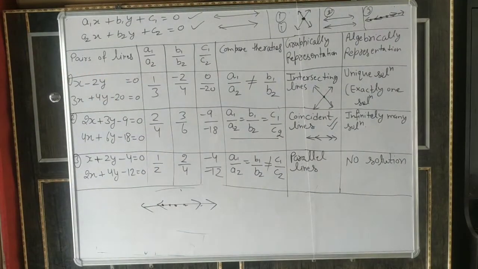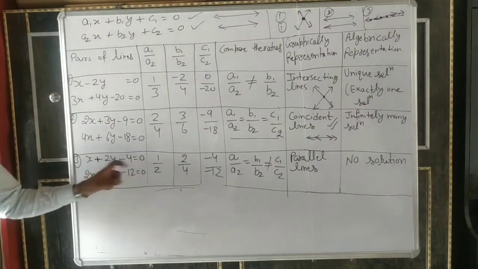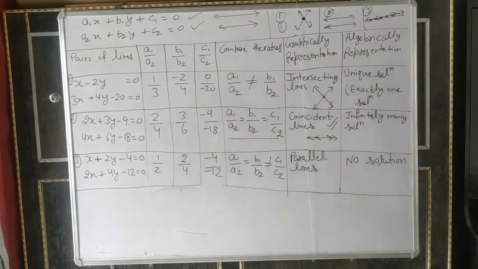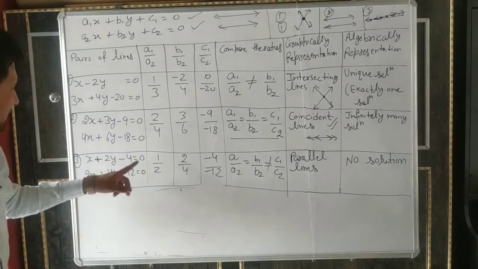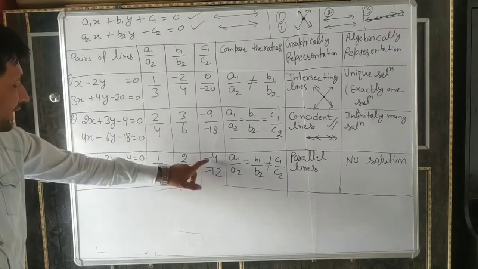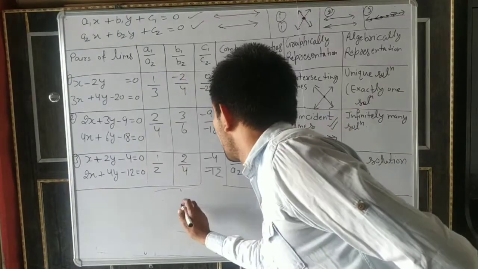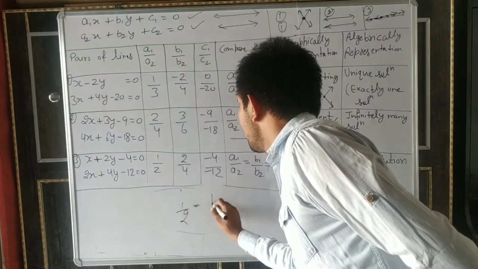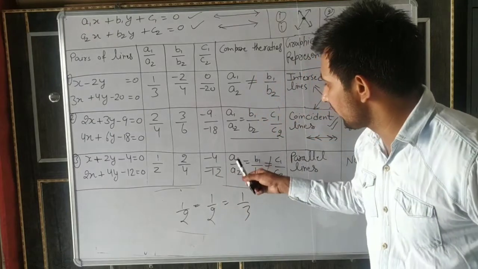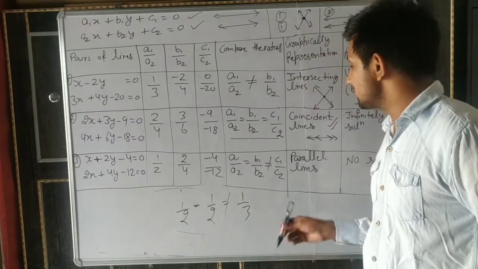Now the third case, one more example. x plus 2y minus 4 equal to 0, and 2x plus 4y minus 12 equal to 0. You will check it. We check A1 by A2: 1 upon 2. B1 by B2: 2 upon 4. C1 by C2: minus 4 upon minus 12. So we check: 1 upon 2, 2 by 4 means 1 by 2, and minus minus is positive, so it is 1 upon 3. It means A1 by A2 and B1 by B2 are equal but not equal to C1 by C2.